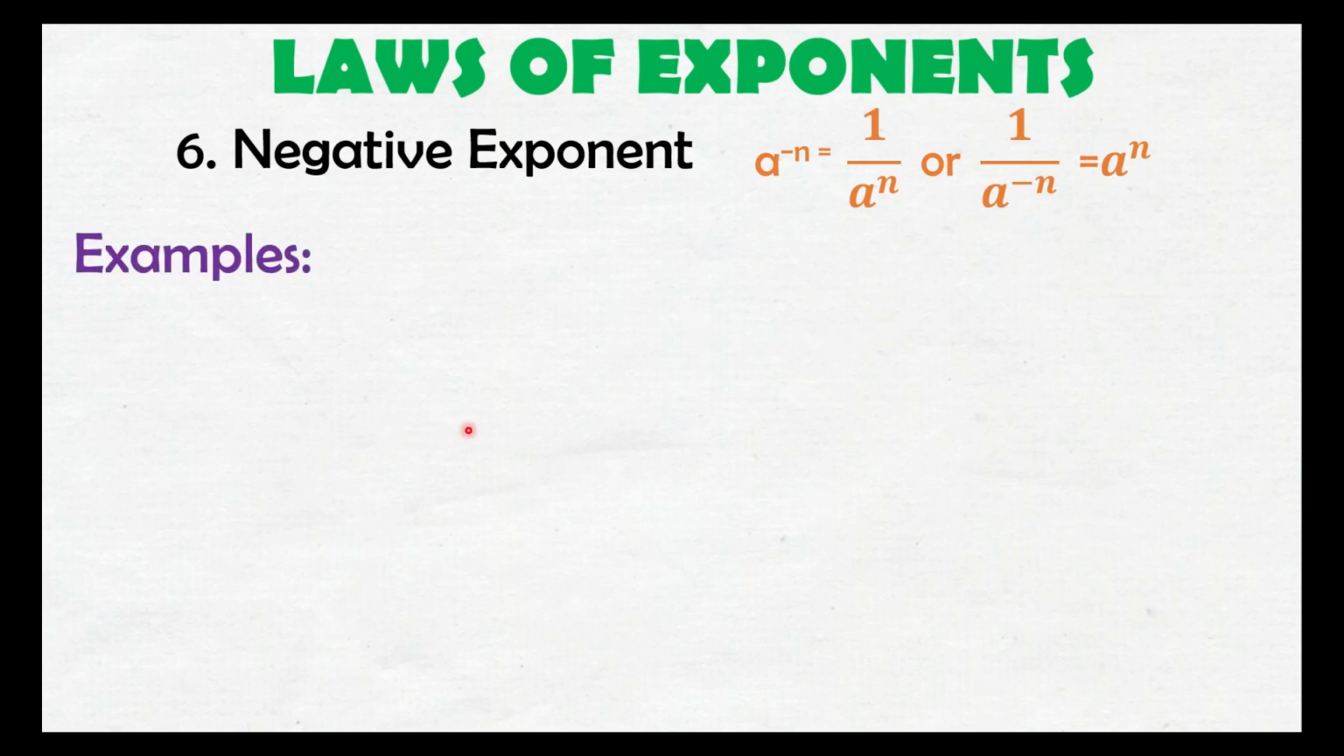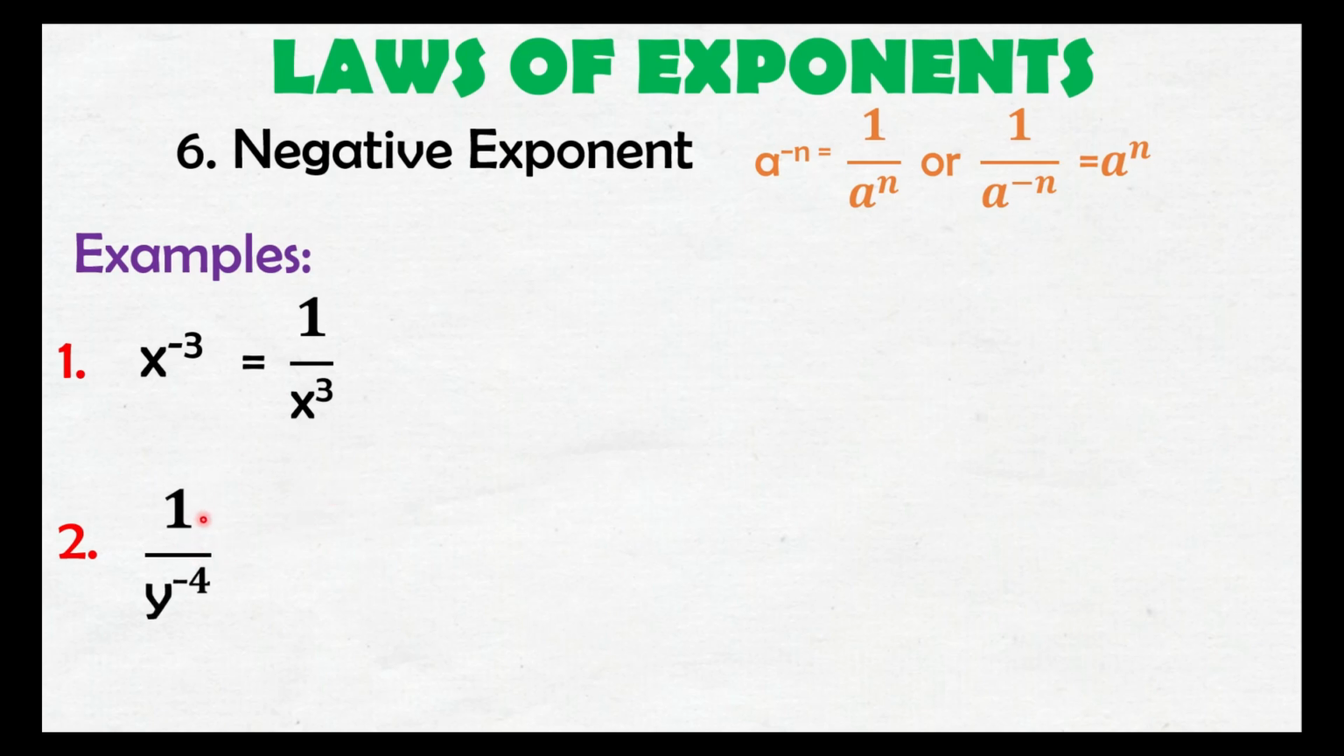So, bigay tayo ng mga example. So, x raised to negative 3, ang gagawin lang natin dyan ay ilalagay natin sa denominator itong x raised to negative 3 or kukunin natin yung reciprocal niya. So, makuha natin is 1 over x cubed. So, in this case, mawawala na yung negative sa exponent niya. Okay? So, 1 over x cubed.